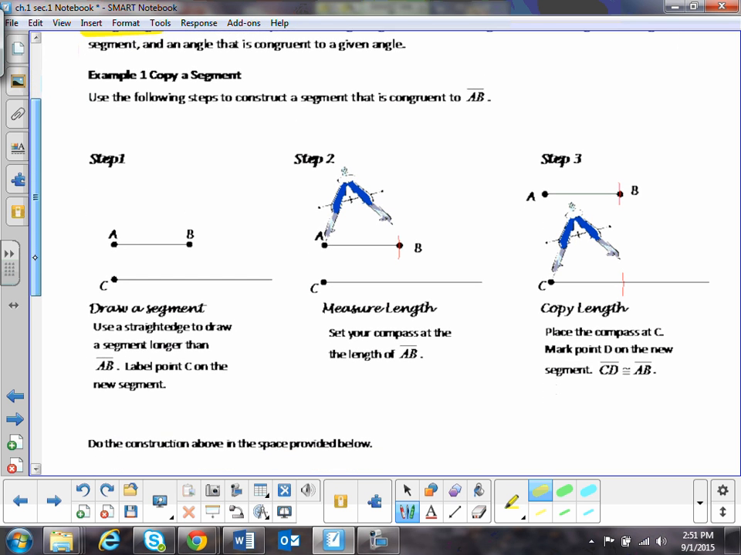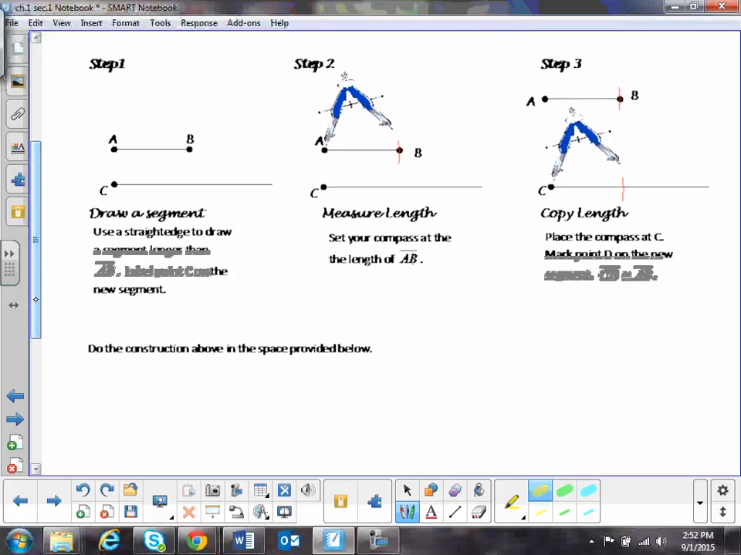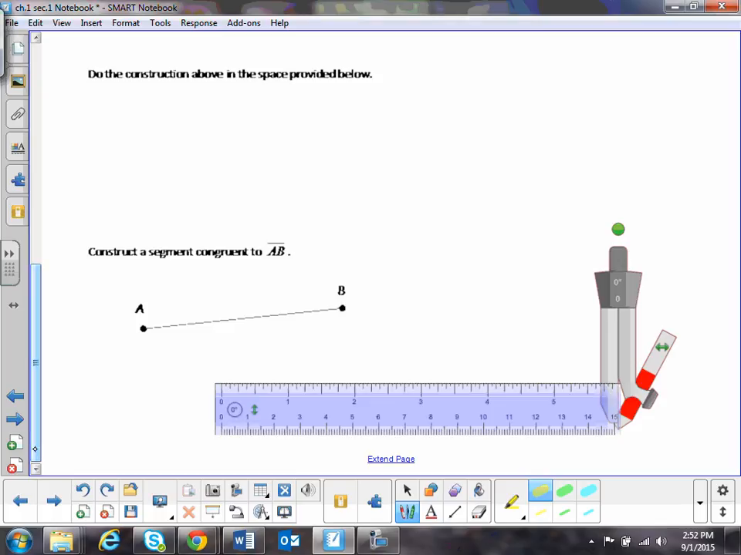First thing we're going to construct is copy the segment. So it's 3 simple steps. First step is listed here, second step listed here, third step listed here. The first step is to just draw a long line. The second step is to place your compass on the segment that you're copying and get the width of it. And then the last step is to just put it on a new line and make an arc. Okay, so let's practice it down here at the bottom. Let's get that one right there.